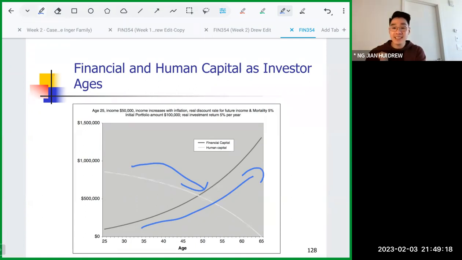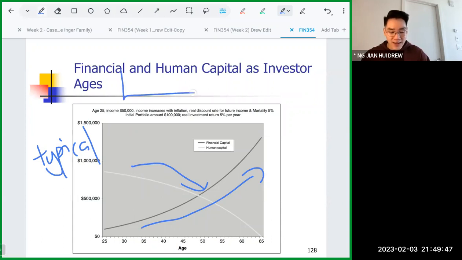This is a typical human capital graph. If you're very interested in human capital, you should read more about job types, because different job types have different human capital graphs. This is a typical one, right? If any of you are interested in being a professor, let's say you want to do your PhD, interestingly, research shows that the human capital graph of a professor goes up like this. Both go up: your financial capital goes up, but your human capital goes up as well.